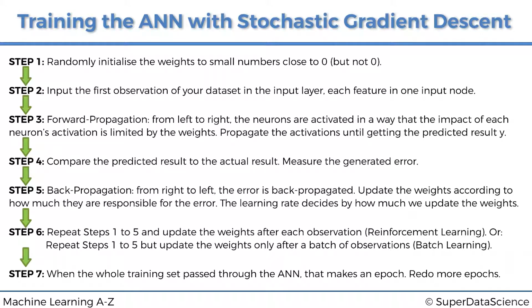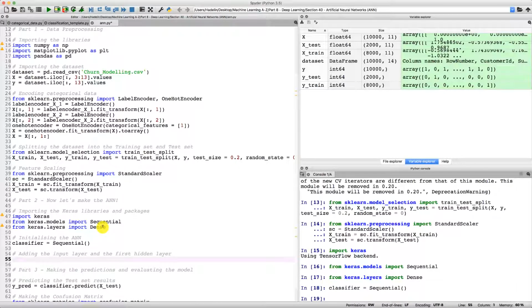Then, next step, our first observation row goes into the neural network. And as we can see in step 2, each feature is going to one input node. So we already know the number of nodes we'll have in our input layer, and this number is nothing else than the number of independent variables we have in our matrix of features. So what is this number? That is 11 independent variables. So that means that in our input layer, we'll have 11 input nodes.